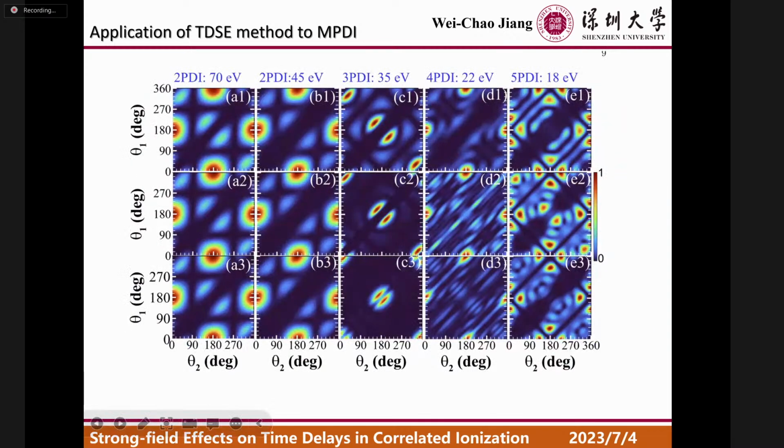This is the equal-energy angular distribution. For the 3-photon double ionization, if the calculation is not converged, we will identify a single peak here. Once our calculation has finally converged, we find that the single peak actually splits into a double peak here.